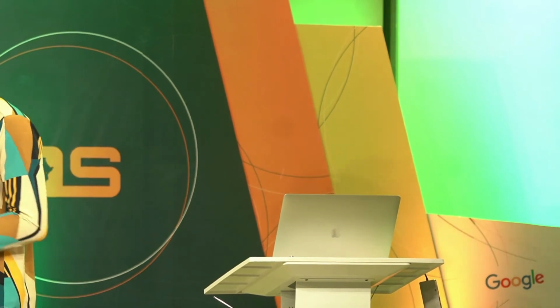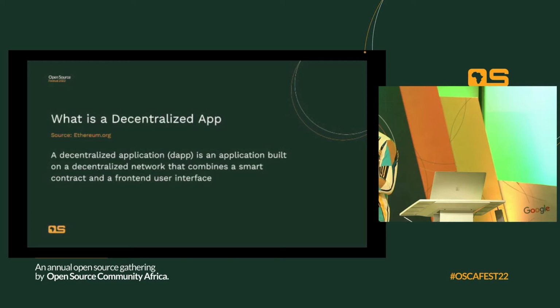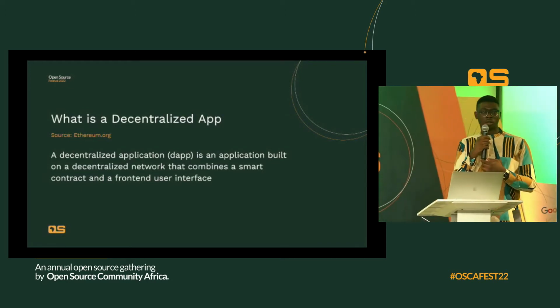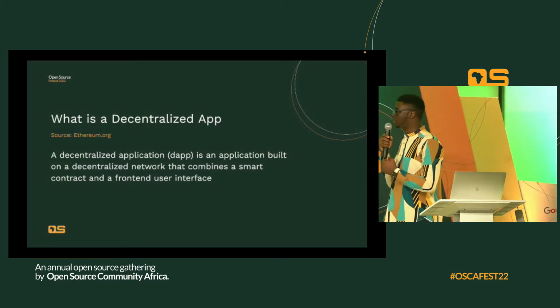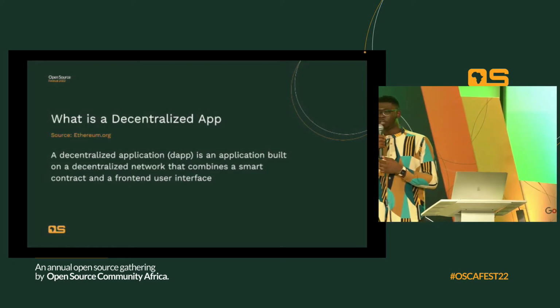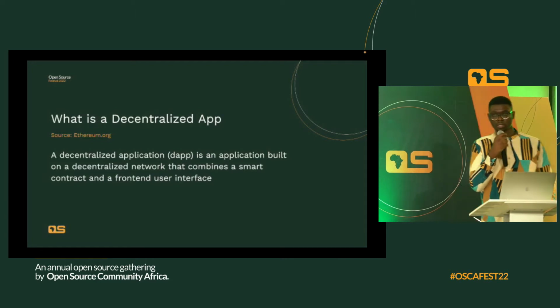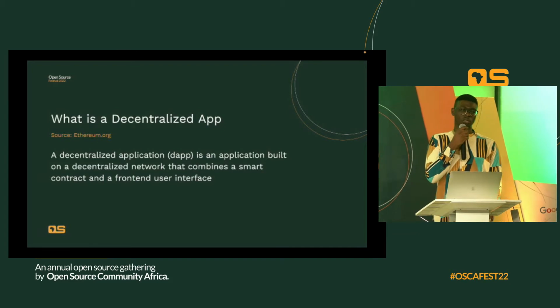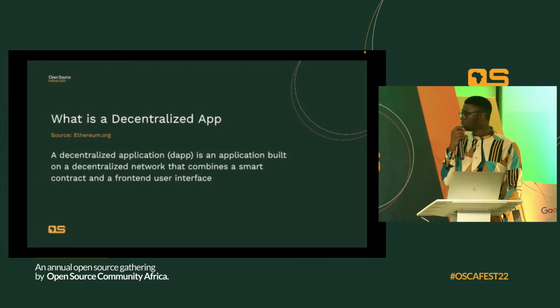So the first question we have to ask ourselves is: what is a decentralized application? A decentralized application is an application that is built on a decentralized network, can interact with a smart contract, and has a front-facing user interface. We have different types of decentralized applications, but a few examples are MetaMask and crypto wallets. Basically, any wallet application is a decentralized application.